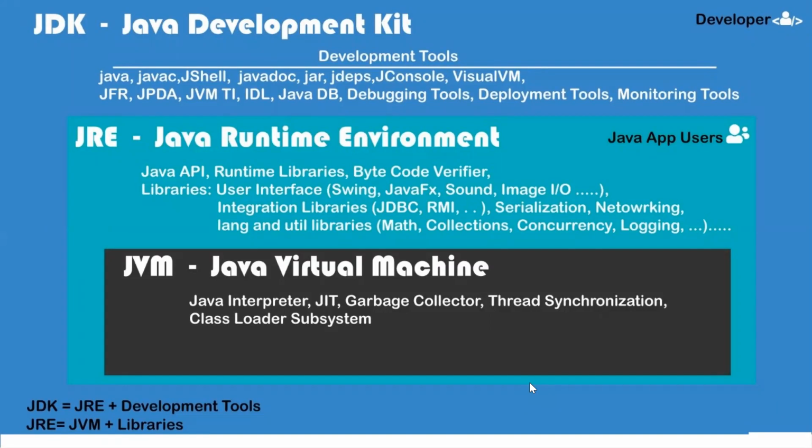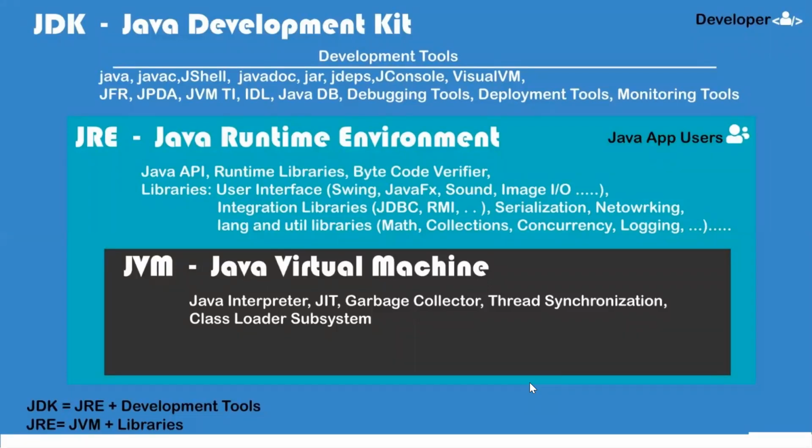Many authors and interviewers are going to ask a basic question: what are the differences between JDK, JRE and JVM? Just try to look at this figure. JDK stands for Java Development Kit, right? It's a toolkit, a subset of the software development kit, nothing but SDK.